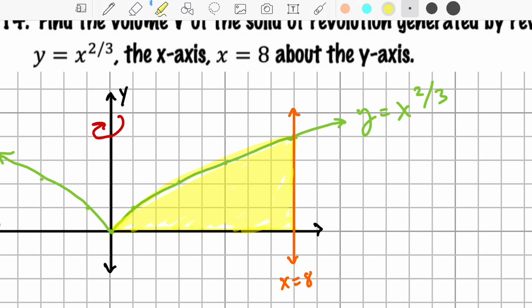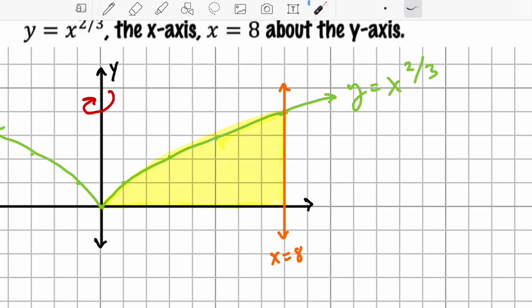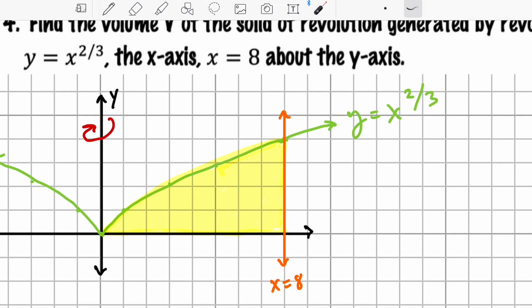Now, we want to revolve about the y-axis. So that tells me that I need to do right minus left. Now in this situation, the function that is furthest away from the axis of rotation will be this vertical line, x equals 8. So it's just 8 minus 0. And the function that is closest to the axis of rotation is the green one, which will be x raised to the 2/3 power minus 0. Again, this one minus 0, because the y-axis is x equals 0.